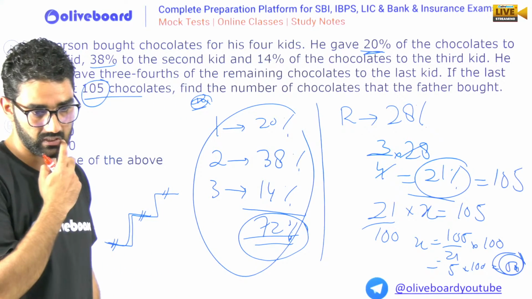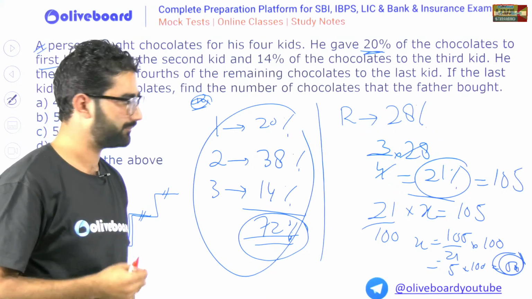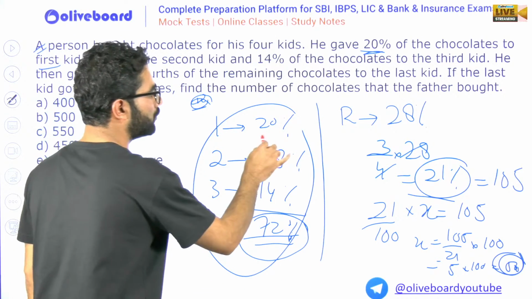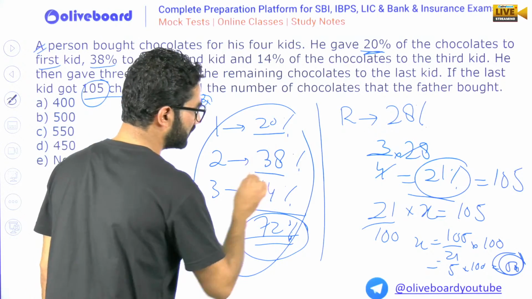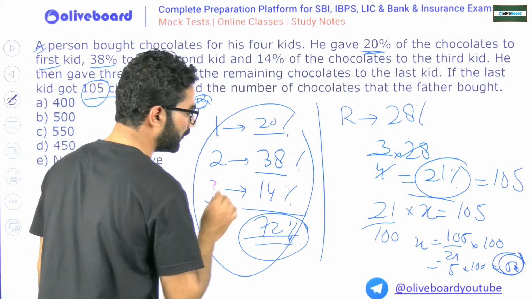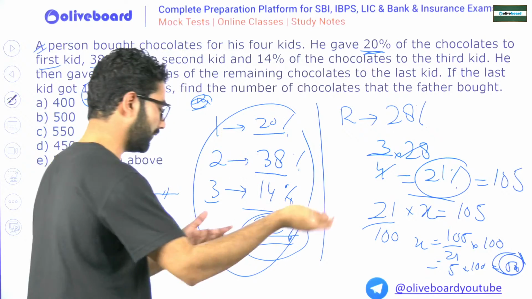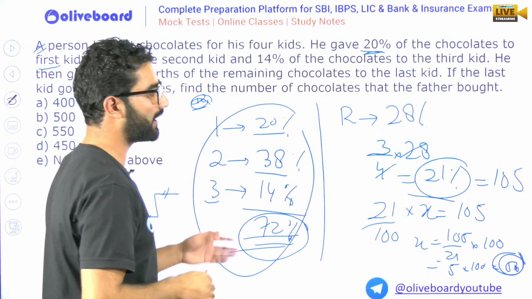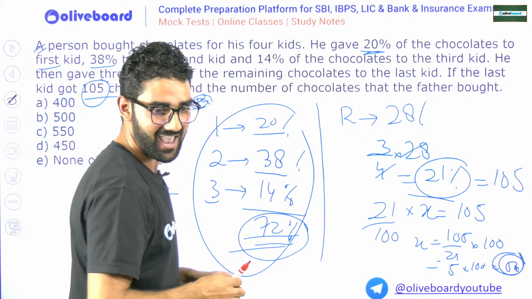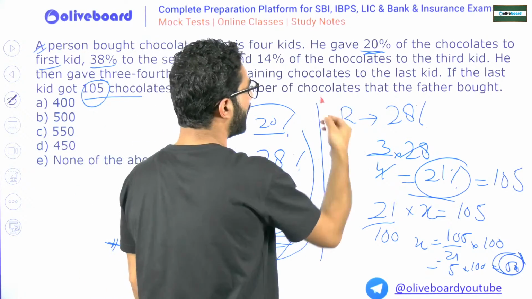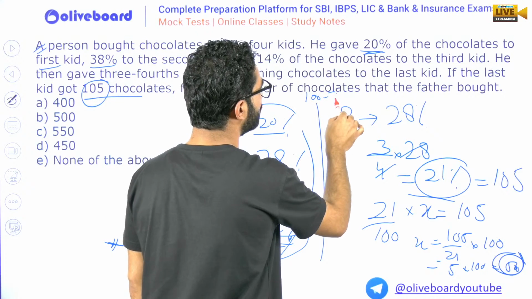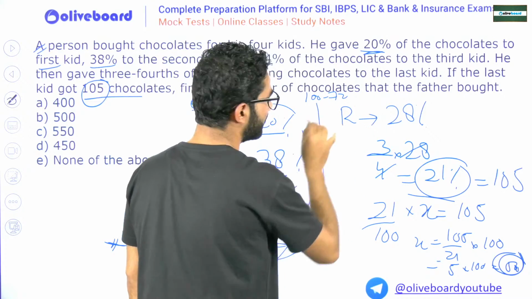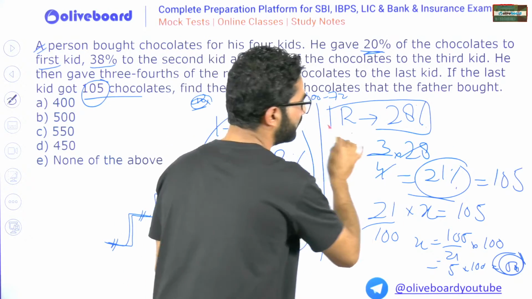Then sir, how did 28 come? Okay, how did 28 come? If you see, it is given in the data that the first child got 20 percentile, the second got 38 percentile, and the third kid got 14 percentile of the chocolate. And the total percentage they get is 72. And if you see the remaining, we have total 100 percentile. He has given for the first kid, second kid, and third kid 72. You can just subtract that part. The remaining is now 28.